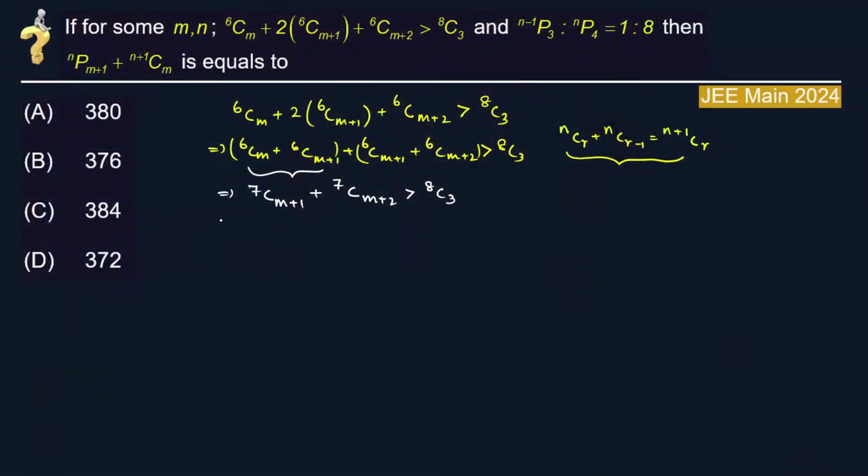See, simply by using the property, you can reduce these binomial coefficients in a very short way, right? And if you don't remember these properties, you will face problems. So in this case again, nCr plus nC(r-1) gives us (n+1)Cr, which is greater than 8C3. Is this clear?